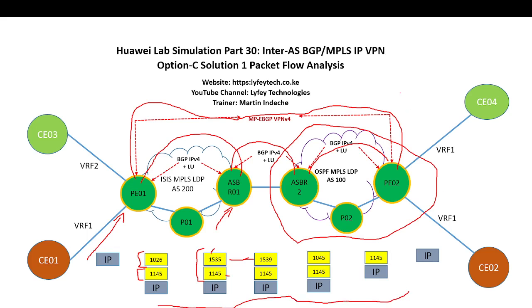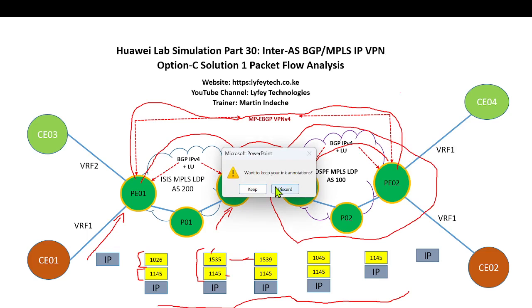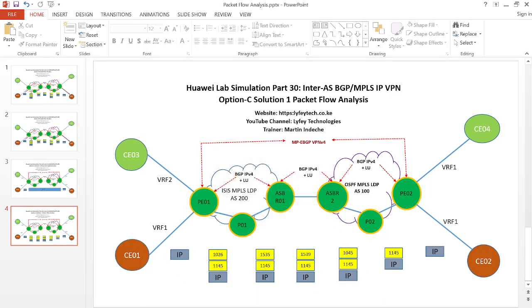So this one we can verify in our lab. I will discard the drawings and we can do a continuous ping from C01 to C02 and do a packet capture just to verify that we are getting these labels correct.